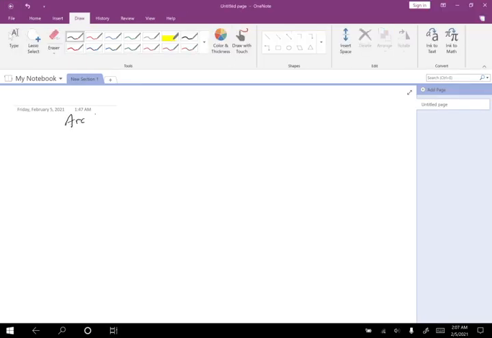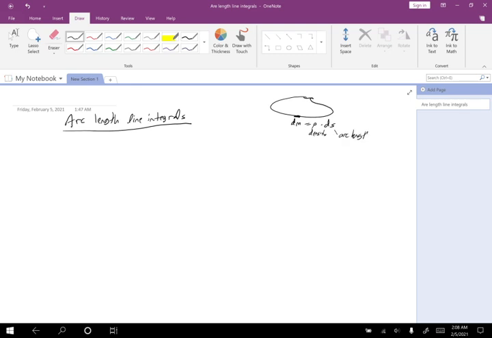Okay, we're going to talk about arc length line integrals because, for example, we could have some wire and we may want to compute the mass of the wire. And it turns out that the mass will be some density, of course, times the arc length. And then it will be a line integral around that curve. So we'll need to know how to do arc length line integrals.